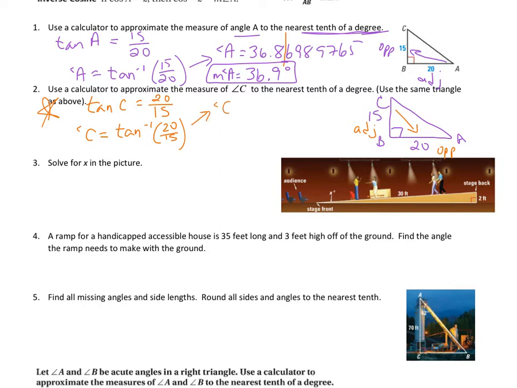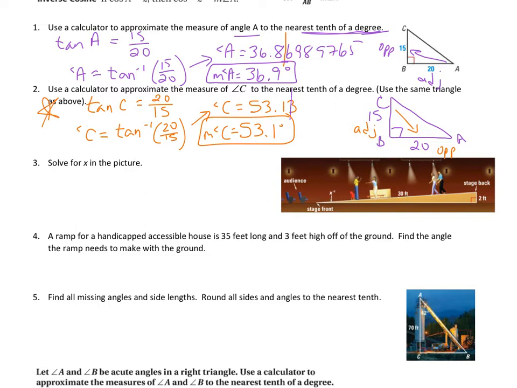So that gives you that your angle C came out as 53.13. So when we round it, we have to cut it off after the first number, and we'll get 53.1 degrees for our measure of angle C.